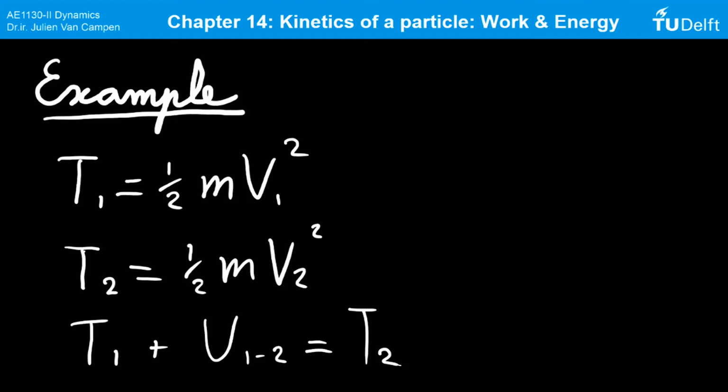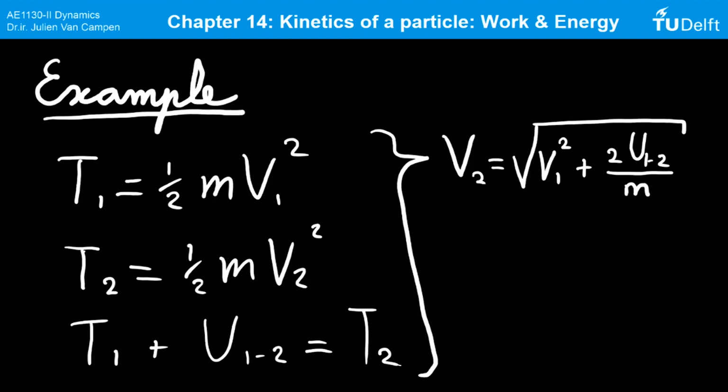Now it's only a matter of rearranging terms. This results in the equation that v2 equals the square root of v1 squared plus 2 times the work done going from location 1 to 2, divided by m. Here we can still substitute the work done going from point 1 to point 2 as we have determined earlier. However, I will leave this to the lecture to explain in more detail.